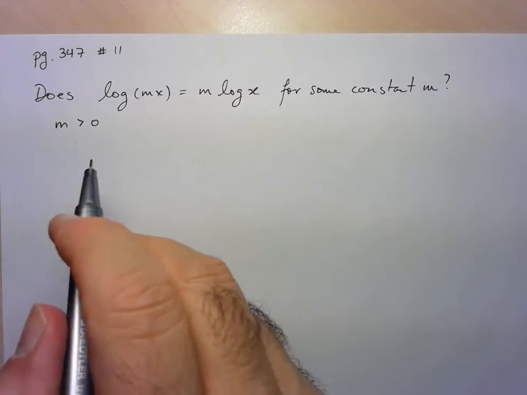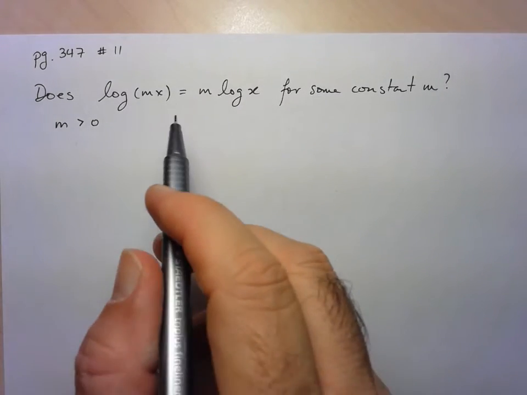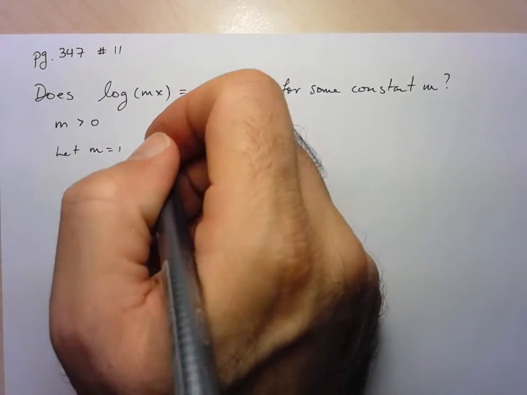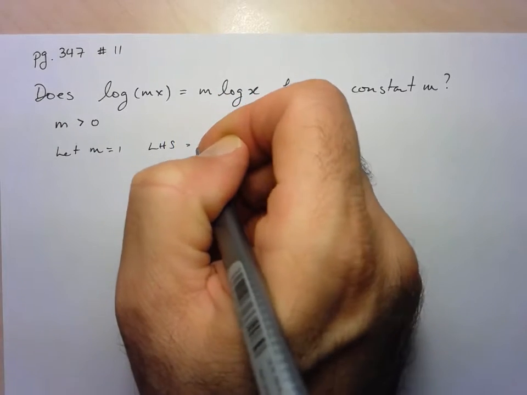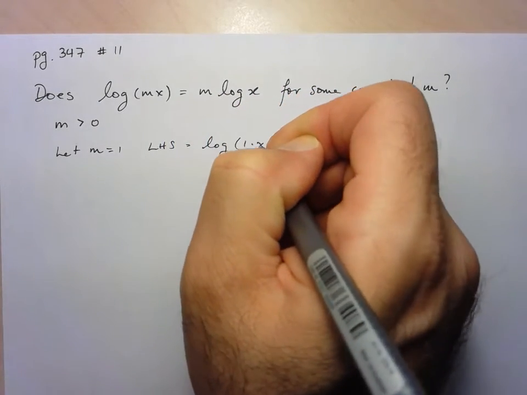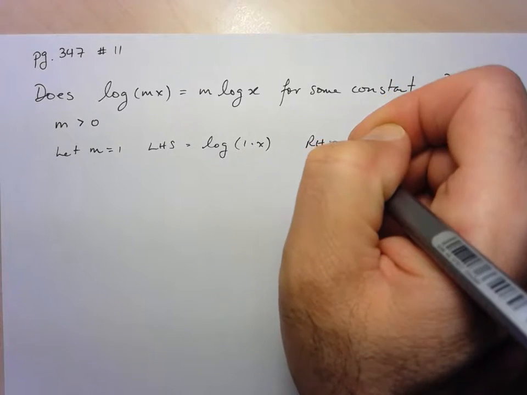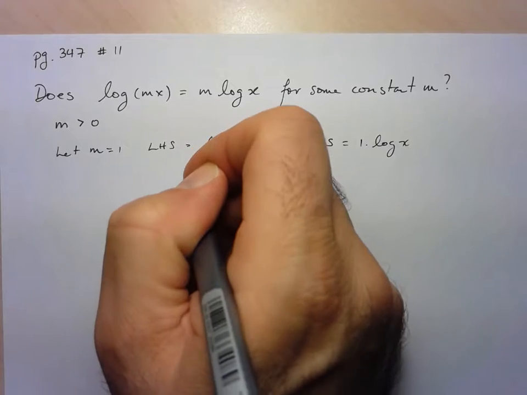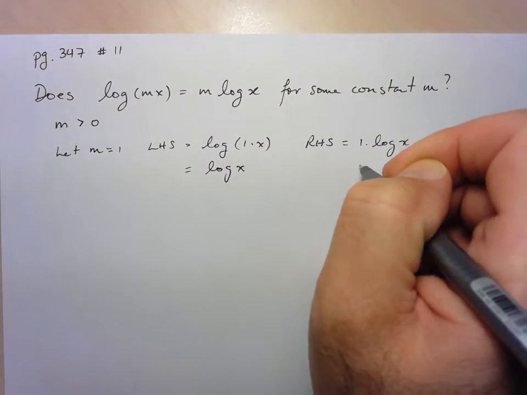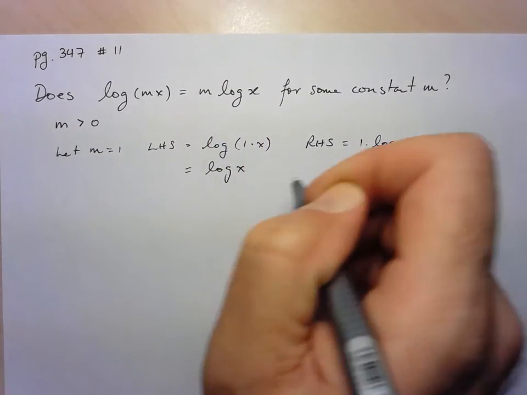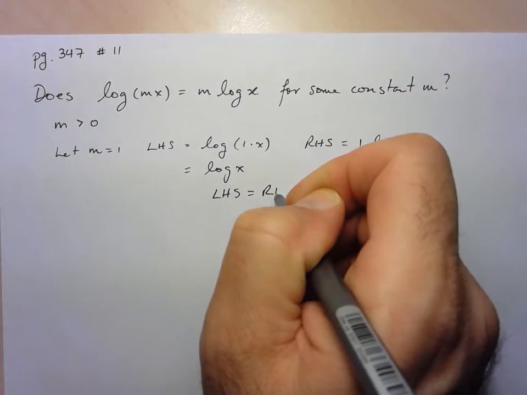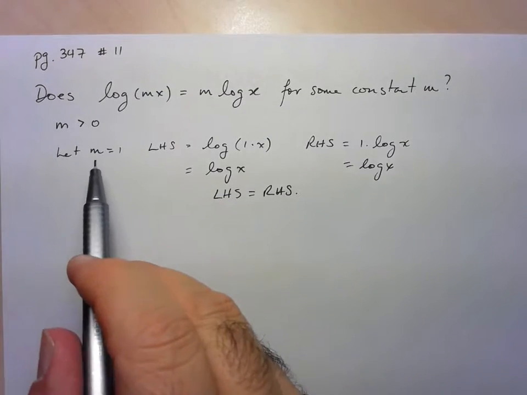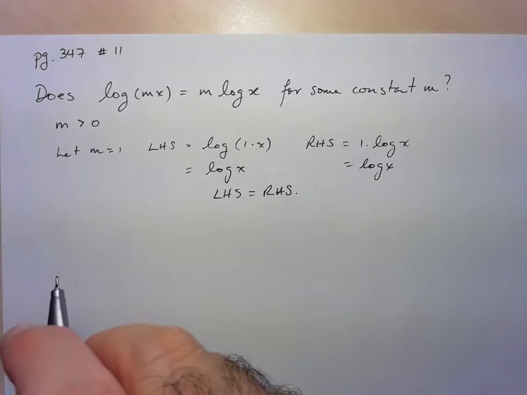Now right away I can actually see a value where this is going to work. What if we let m equal 1? Then what do we have? The left-hand side is equal to log of 1 times x, and the right-hand side is equal to 1 times log of x. So here we have log of x and log of x. So left-hand side equals right-hand side. So we know that there is a value, m equals 1, for which this is always true.